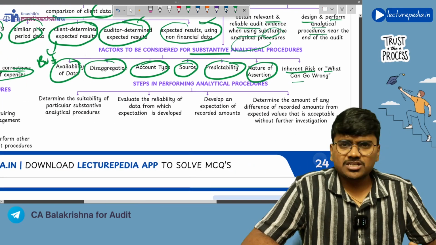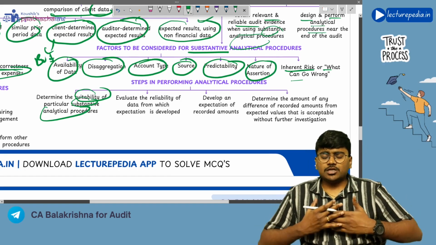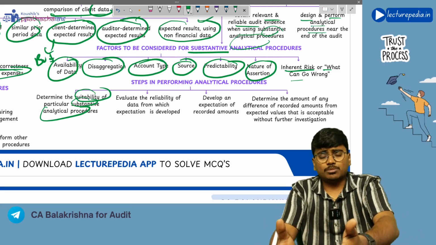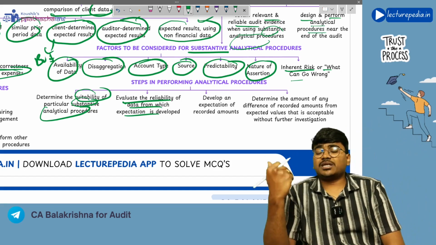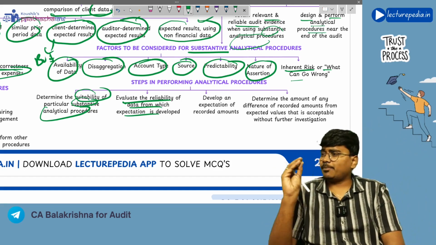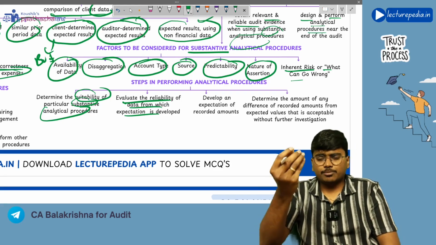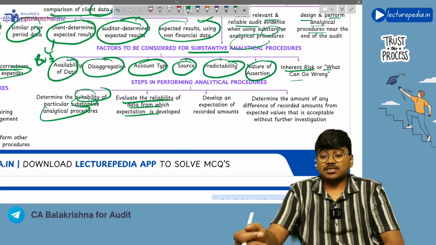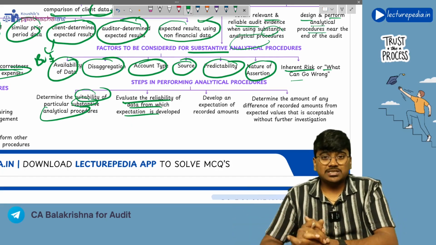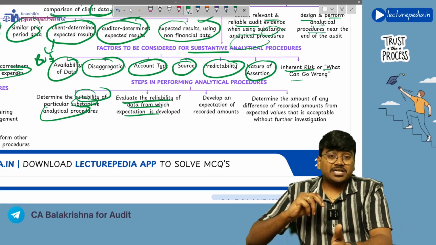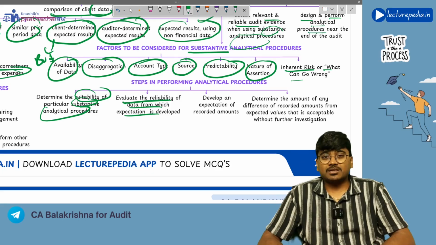Next, steps involved in analytical procedures. So, what are the steps? First of all, you will determine suitability of a particular substantive analytical procedure. So I am deciding to use a particular analytical procedure, and you will see whether this is suitable for this purpose or not. Next, evaluate the reliability of data from which expectation is developed. You require data for performing analytical procedure, and whether that data is reliable or not, that also you will see. If that data itself is not reliable, the expectation that you develop from the data will also not be reliable, correct or not? So the next step is the reliability of that particular data.